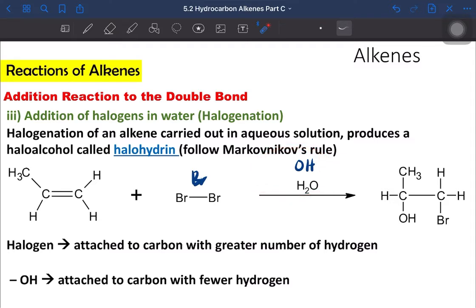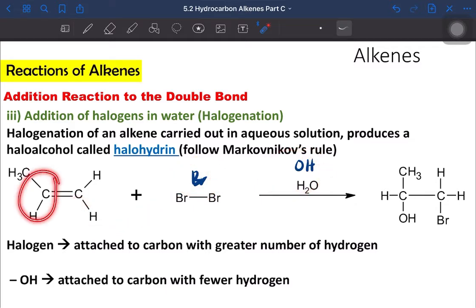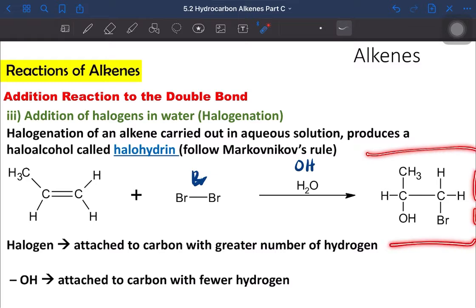So the halogen will be attached to the carbon with the greater number of hydrogens, which means the bromine here will be added to this carbon, and the OH will be added to the carbon with less hydrogen, to form the halo alcohol saturated product. So this is the major product of the reaction.